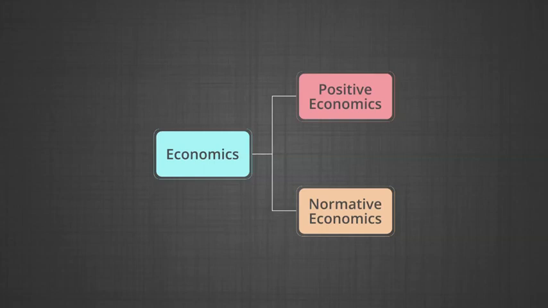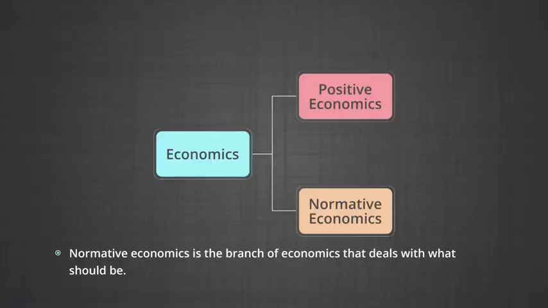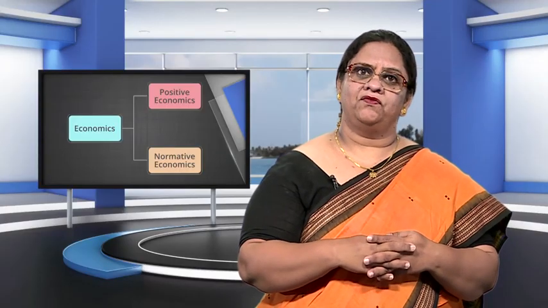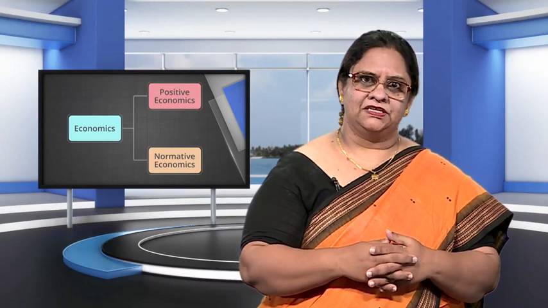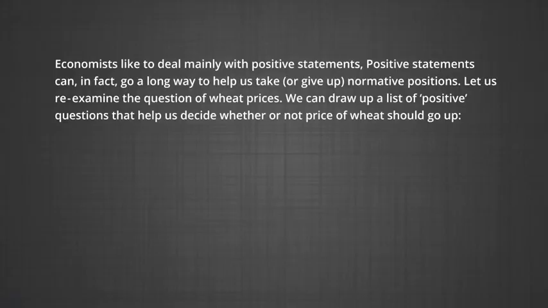An example of a positive statement is: consumers buy more wheat if the price of wheat falls. This statement can be verified by observing consumer behavior. It is based on facts. Normative economics, on the other hand, is that branch of economics that deals with what should be. It is based on value judgments and is subjective. An example of a normative statement is: the price of wheat ought not to increase because if it does, what will the poor eat? Economists like to deal mainly with positive statements.